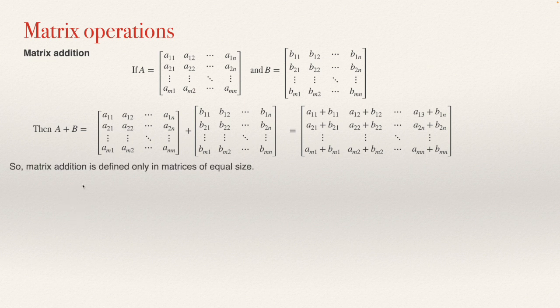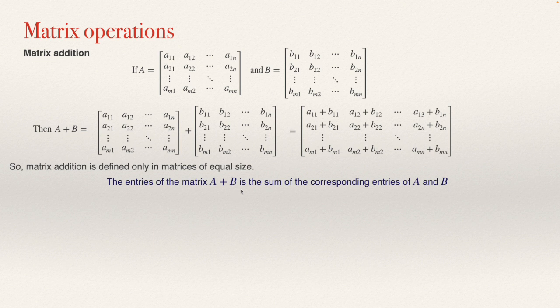So matrix addition is defined only in matrices of equal size. So the only way that you can add two matrices is if they have the same size. The entries of matrix A plus B is the sum of the corresponding entries of A and B. For example, if you have this 2 by 3 matrix A, matrix B needs to be 2 by 3 also. So, and B equals this.